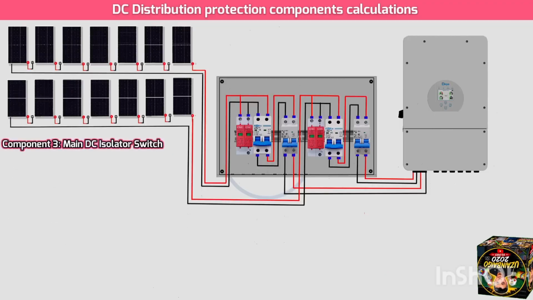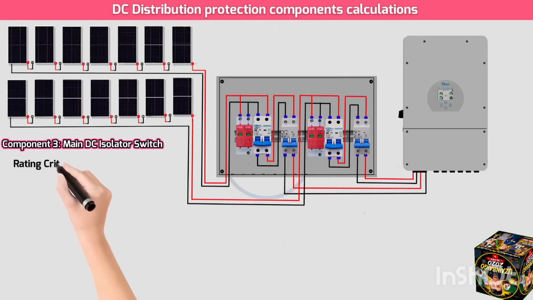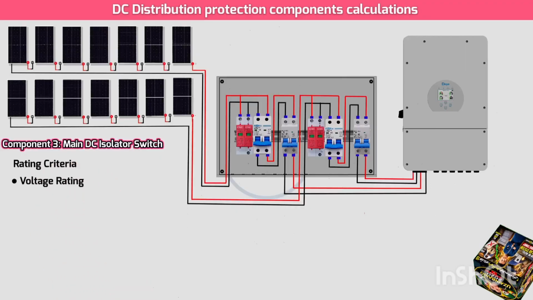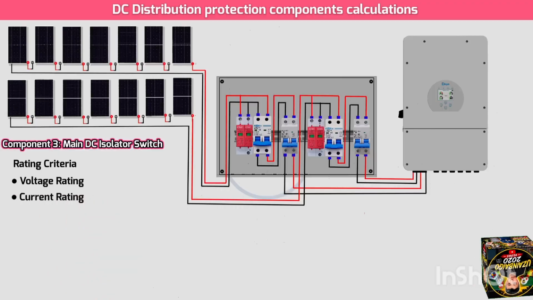Component 3: main DC isolator switch. This provides a manual means to completely disconnect the entire PV array from the inverter for maintenance or emergency. Rating criteria. Voltage rating must be greater than or equal to the maximum open circuit voltage of the combined parallel strings if they were connected in parallel at the isolator point before the inverter, or the highest voltage of any string if connected individually. In your case, since the strings go to separate MPPTs, it could be separate isolators or one isolator per MPPT. If a single isolator handles both, its voltage rating must still exceed the max voltage of one string. Current rating must be rated for the sum of the short circuit currents of all strings connected to it, multiplied by a safety factor, typically 1.25.